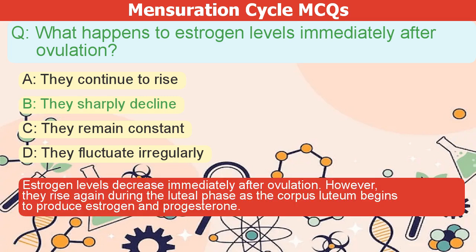The correct answer is B. Estrogen levels decrease immediately after ovulation. However, they rise again during the luteal phase as the corpus luteum begins to produce estrogen and progesterone.